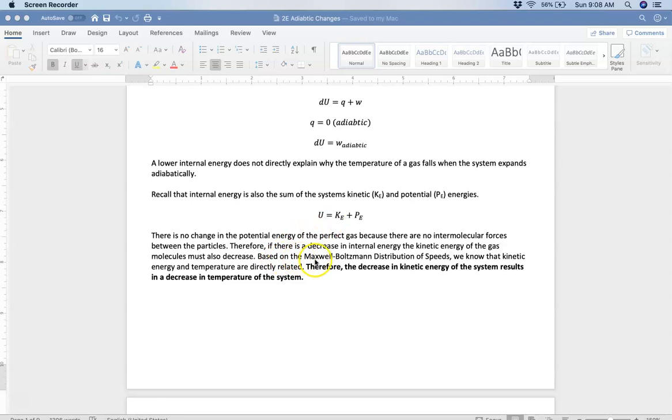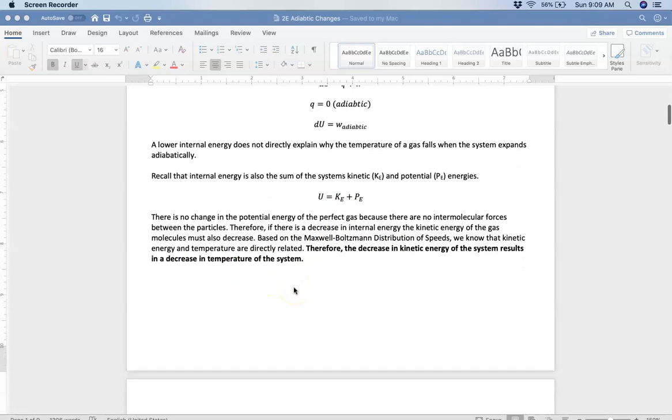Based on the Maxwell-Boltzmann distribution of speeds, the temperature of the system is directly proportional to the kinetic energy of the molecules. So if work is being done by the system, that means the change in internal energy of the system is going to be negative. If we have this decrease in internal energy and potential energy is remaining constant, then the only thing that can happen to make sure this equation is balanced is for the kinetic energy of the system to decrease. Therefore, the decrease in kinetic energy is going to result in a decrease in the temperature of the system.